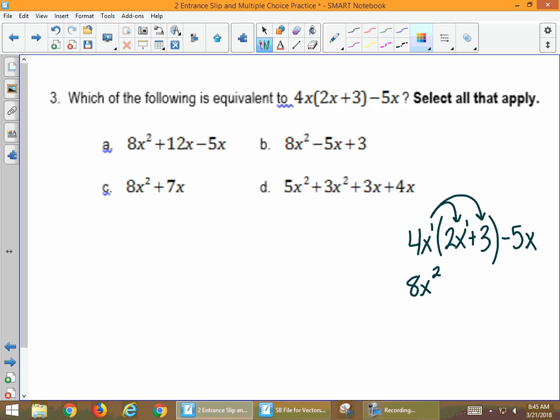So 8x squared. And then 4x times 3 is 12. Multiply my bigs. And then we're just going to tack that x on. The minus 5x just comes with us. Just got to bring it down. So what Pedrick was saying was, look and see if that's any of the options. And it is. So 8x squared plus 12x minus 5x is this one. So that's going to save us some work later trying to simplify that.